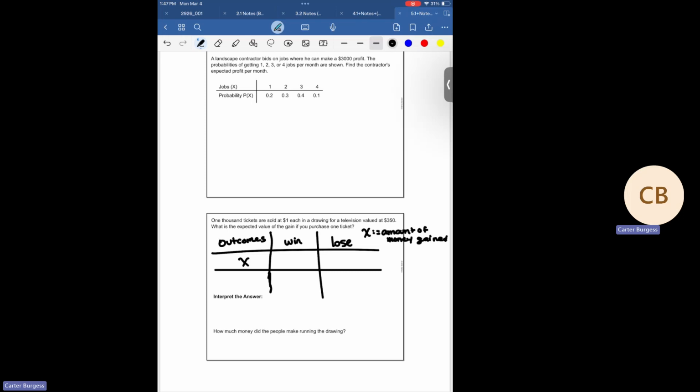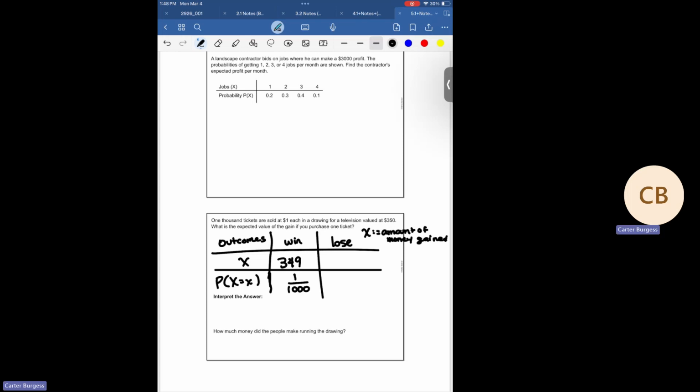So if we win, what is our monetary gain? $349. Liz, how'd you get 349? Yeah, and what was that guess based on? Have to pay $1 in order to enter. If you win, you get a $350 TV. Expected monetary gain, $349 if you win. How likely are we to win? What is the probability that our random variable is equal to 349? 1 out of how many tickets were sold? 1,000.